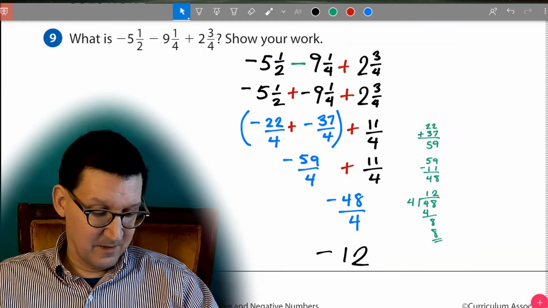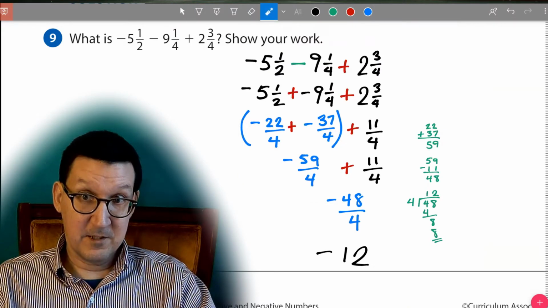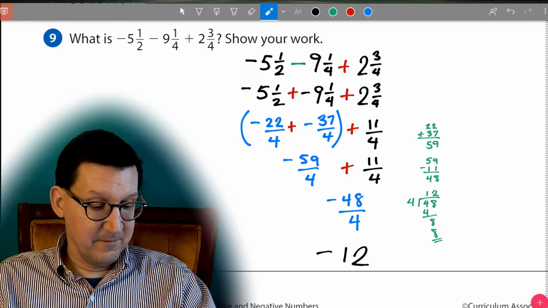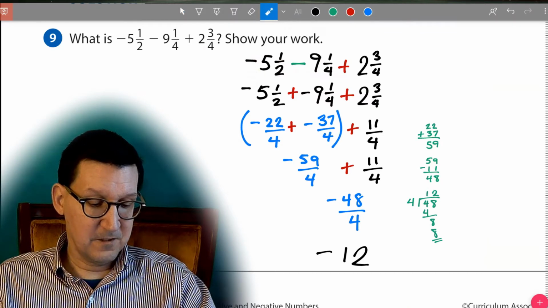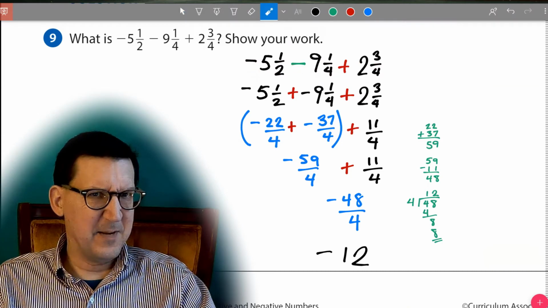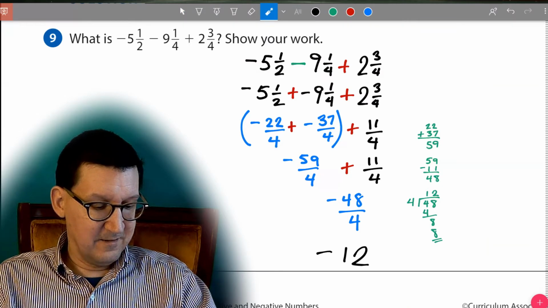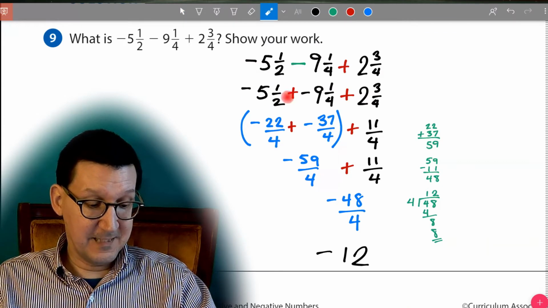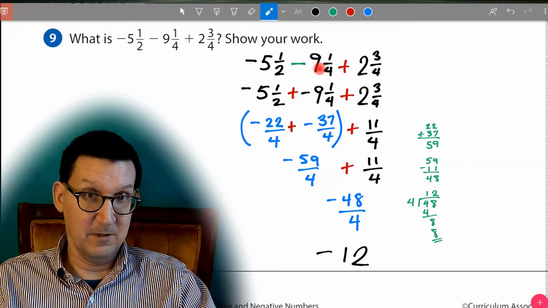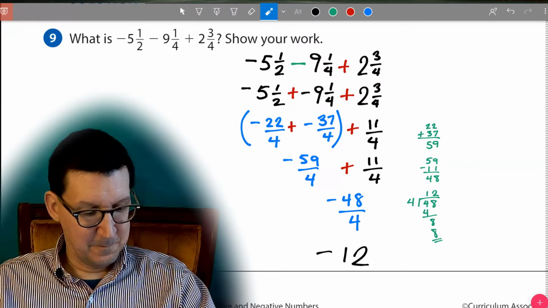Let's take a look. Here's what I got. We started off rewriting the question down: negative 5.5 minus 9.25 plus 2 3/4. Now I see that we have a subtraction in here. Let's make that an addition so we can move things around if we need to. That gives us negative 5.5 plus a negative 9.25, because you're adding the opposite of 9 1/4. And we're just keeping 2 3/4 the way it is.